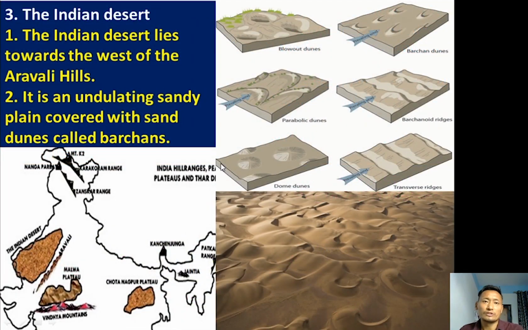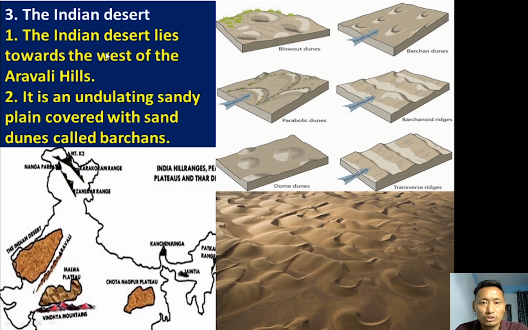The third physiographic division that we are going to learn in this class is the Great Indian Desert, the Thar Desert, or we can say the Rajasthan Desert. These are the different names for the Great Indian Desert.